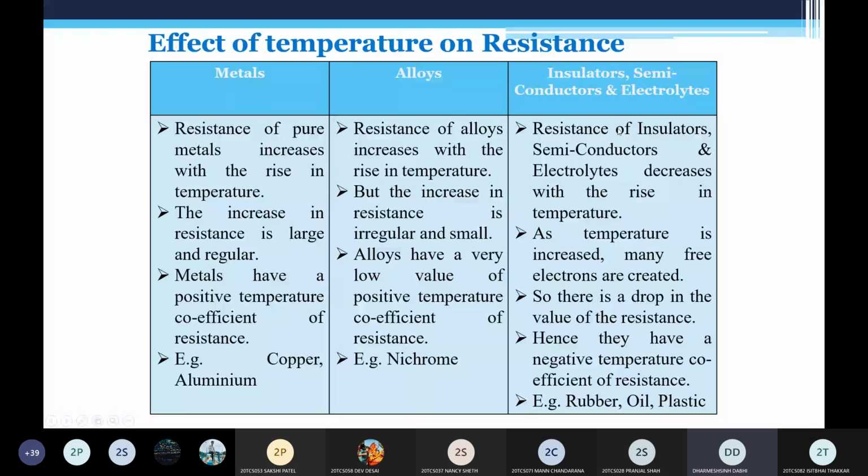Then last, insulator, semiconductor, and electrolytes. All have a negative temperature coefficient, because as the temperature increases, the resistance decreases. Why? Reason: as the temperature increases, the electrons become free in these materials, so that increases the conductance, or you can say that reduces the resistance. And then write the example like rubber, oil, plastic, all the electrolytes that have a negative temperature coefficient. So this is the answer.